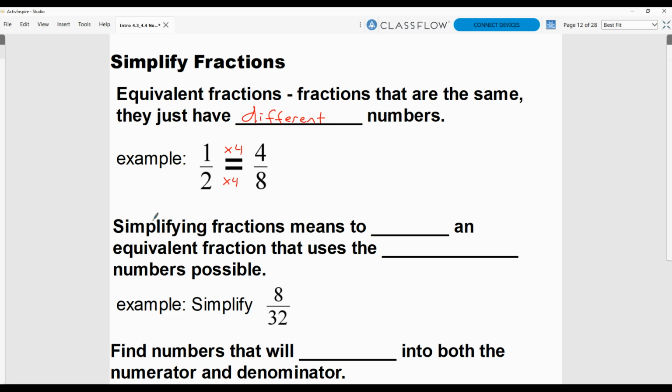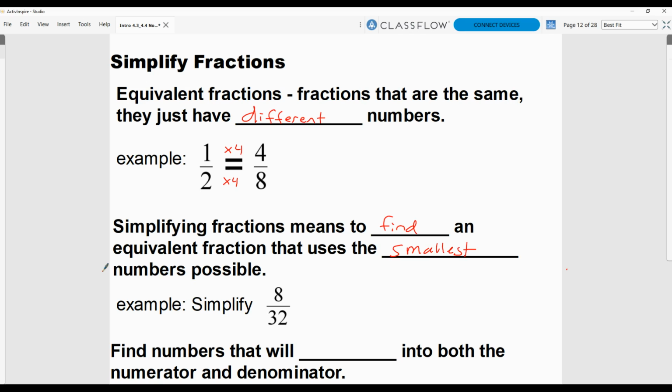So let's talk about how we go about simplifying fractions, okay? What this means, if you're going to simplify fractions, it means that you're going to find an equivalent fraction that uses the smallest numbers possible. Okay, so basically we're going to find equivalent fractions. If we're simplifying, we're just going to find equivalent fractions, but we're going to be using the smallest numbers possible to show that equivalent fractions. Okay, and I'll tell you what I mean by that.